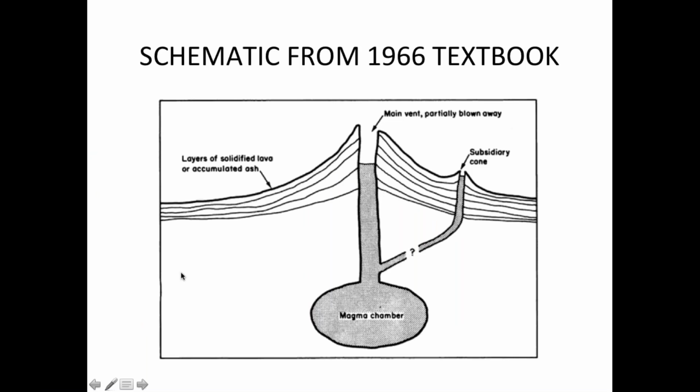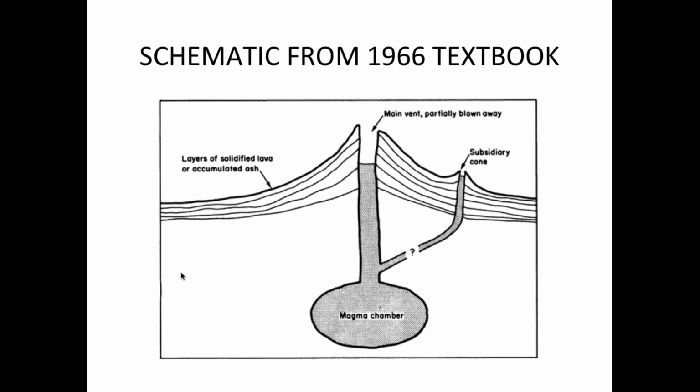We start off with a schematic from a 1966 textbook. This is a black and white figure. It shows a magma chamber, kind of a round ball at the bottom, and then a tube going up to the surface, with a question mark and a possible pathway over to the flank. This is a classic thing called a balloon and straw. For years, volcanologists have had this idea in their heads that there's some kind of a pot down there, a magma chamber, and then a conduit or tube connecting it to the surface.